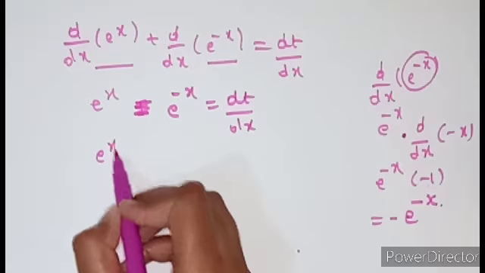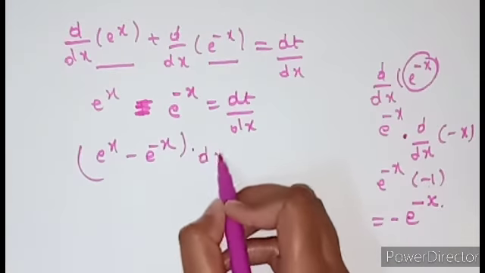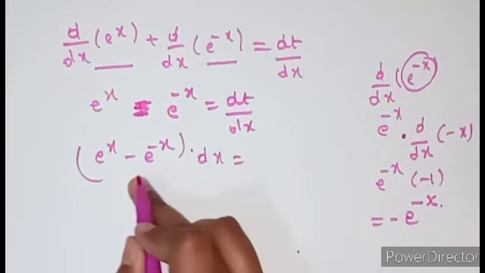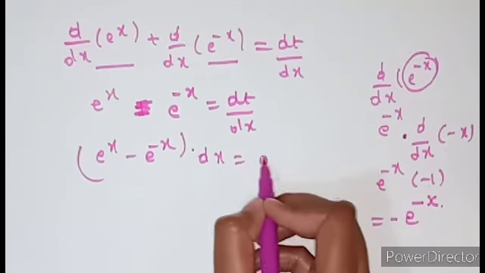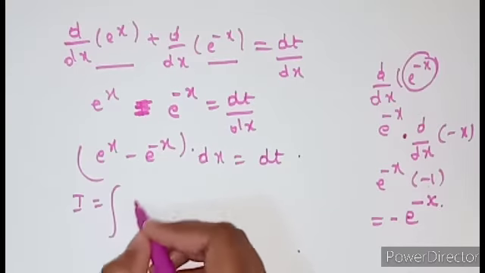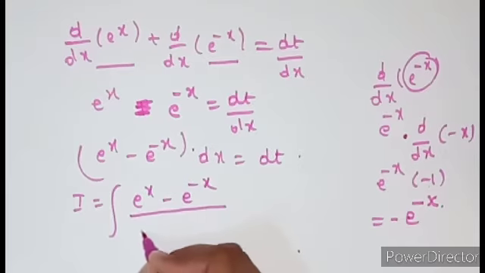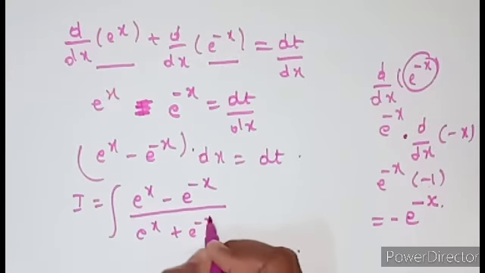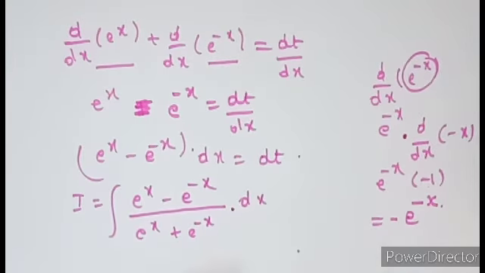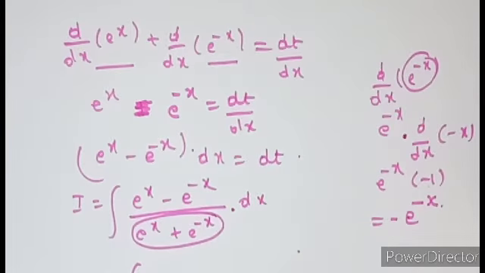Now shift this dx to the left hand side, it becomes (e power x minus e power minus x) dx equals dt. Now substitute all these values in the integral. Here the integral is (e raised to x minus e raised to minus x) upon (e raised to x plus e raised to minus x) dx. Now substitute what we have taken: we have taken this as t, and the numerator e power x minus e power minus x as it is.